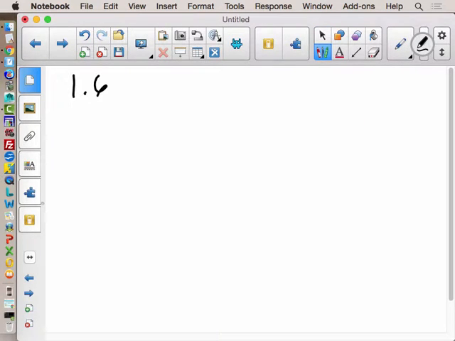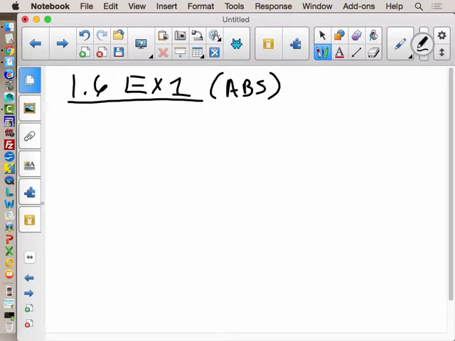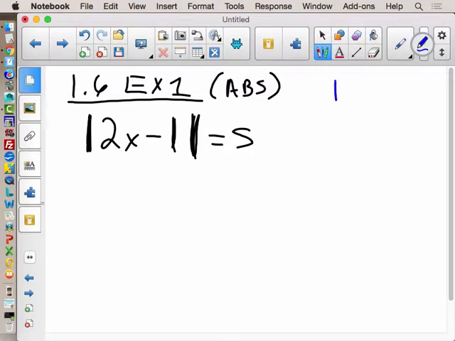So for 1.6, example number 1, actually for all of 1.6, we're gonna focus on absolute value. All right, so I'm just gonna dive right in. If I say the absolute value of 2x minus 1 has to equal 5, I want you guys to remember this, okay? If I have absolute value brackets and it equals 5, there's two things that can go on inside the absolute value brackets that give me the absolute value of 5.